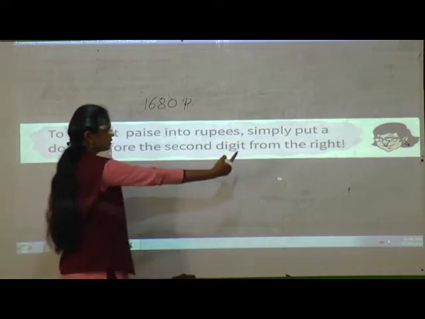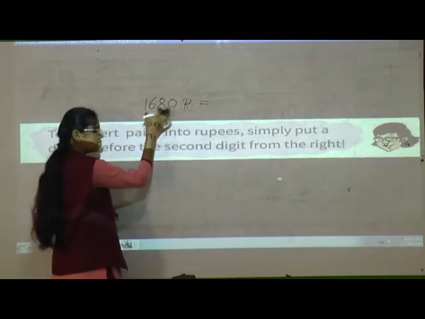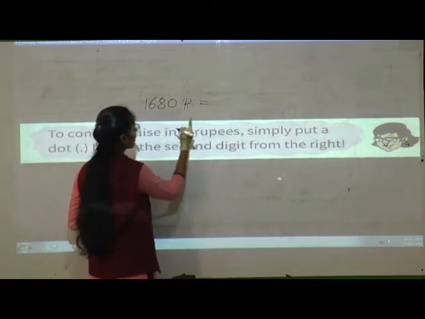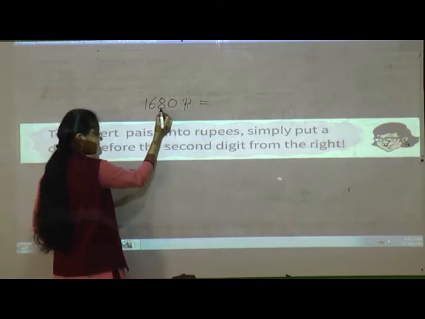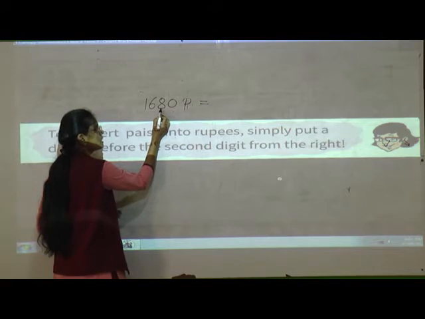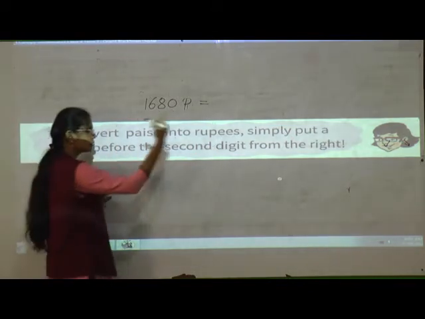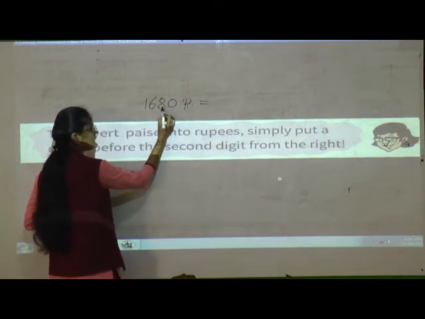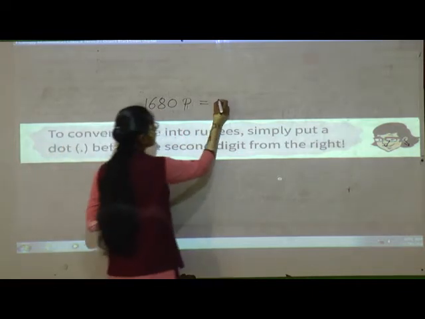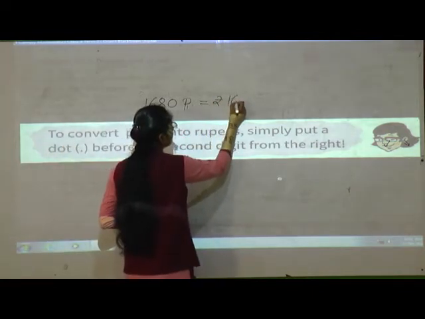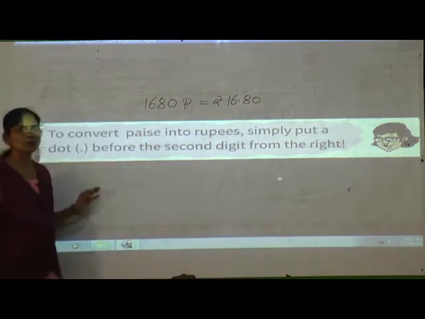Now see, this is the right side. You have to convert this paise into rupees. From the right side, before the second digit, this is first and this is second. From the right side, this is very important: first, second. Before the second means after 16 you have to give a dot, so it will be converted into rupees.